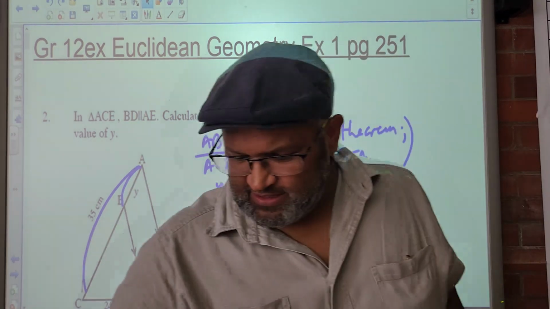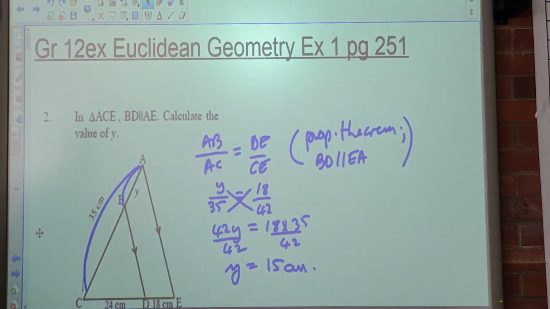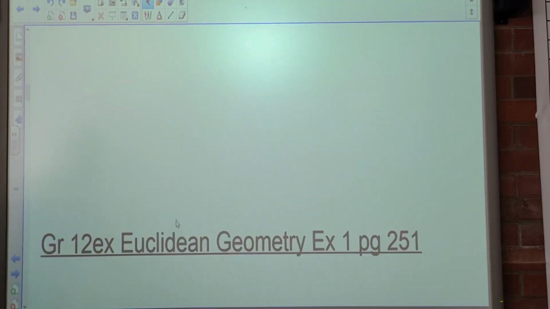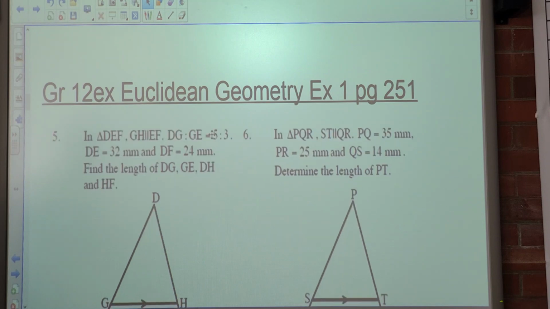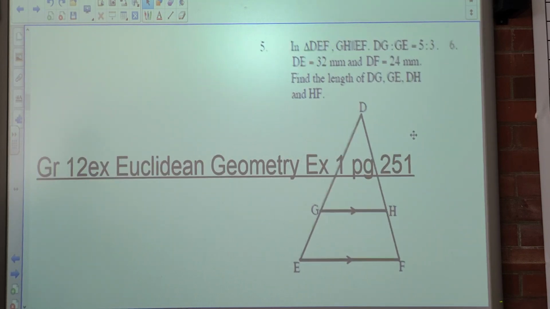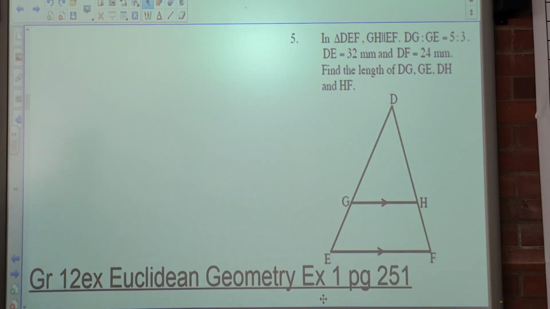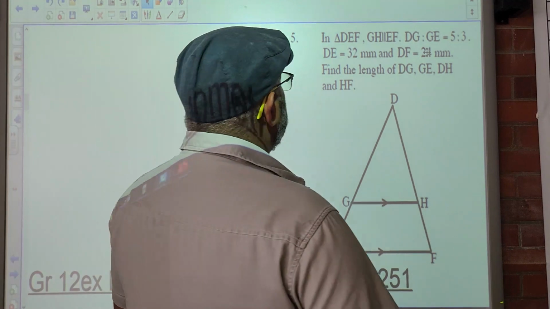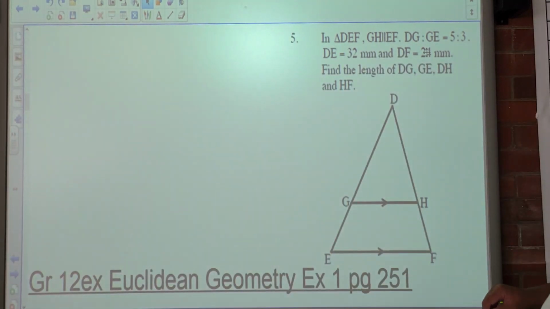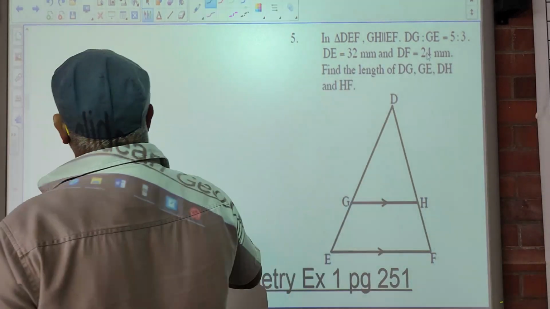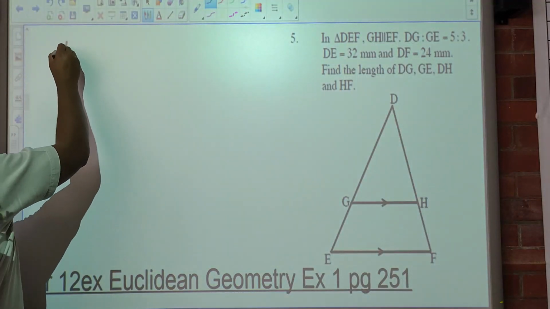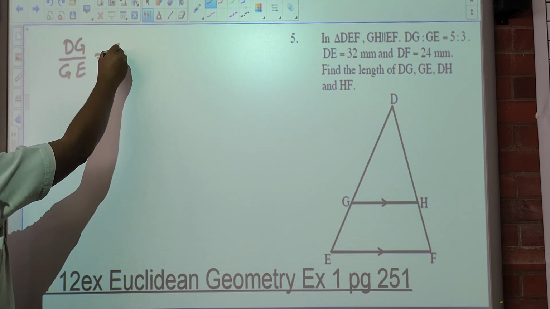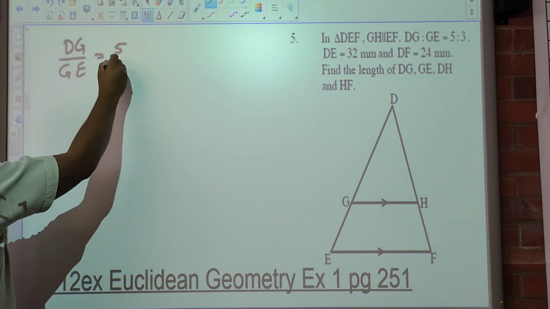So today we're looking at sums from exercise 1 on page 251. You are number 5 now, correct? So in number 5 we are told that in triangle DEF, DG over GE is equal to 5 over 3.